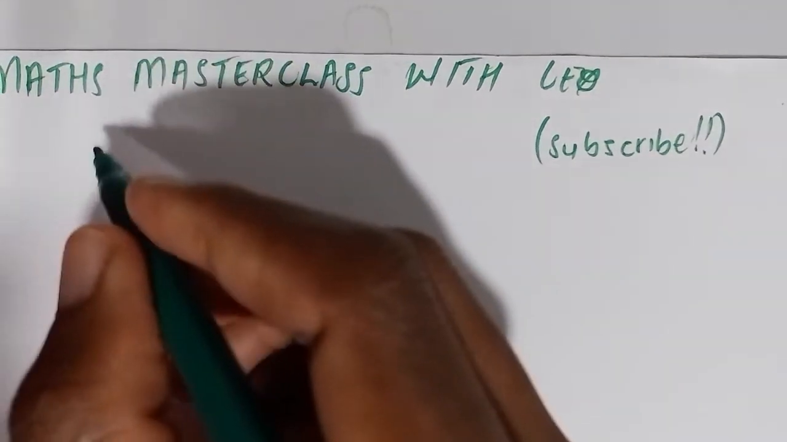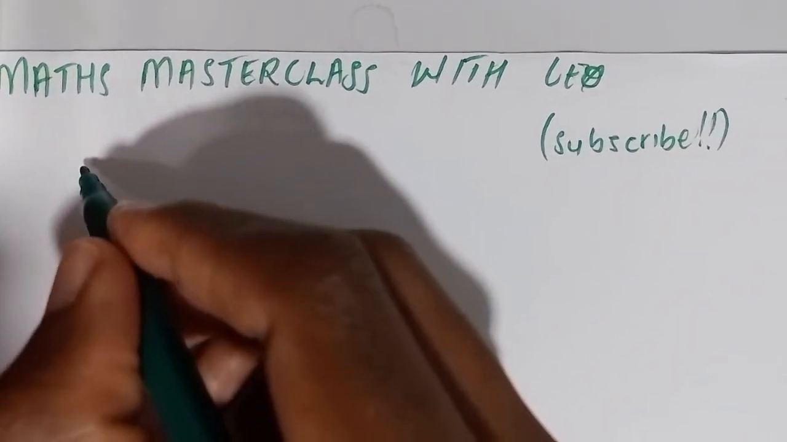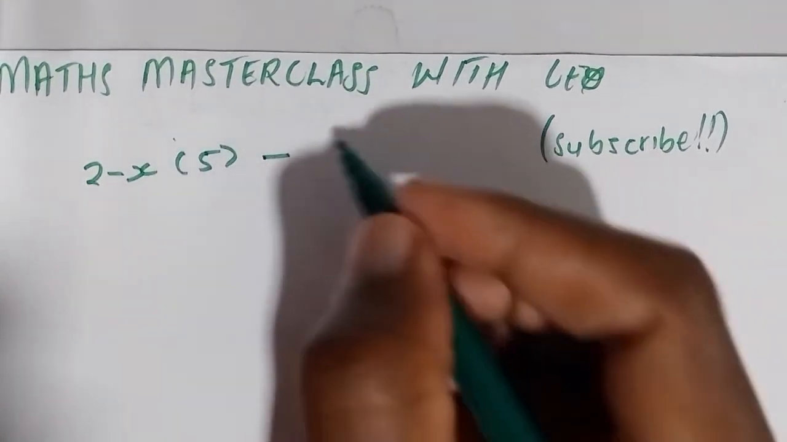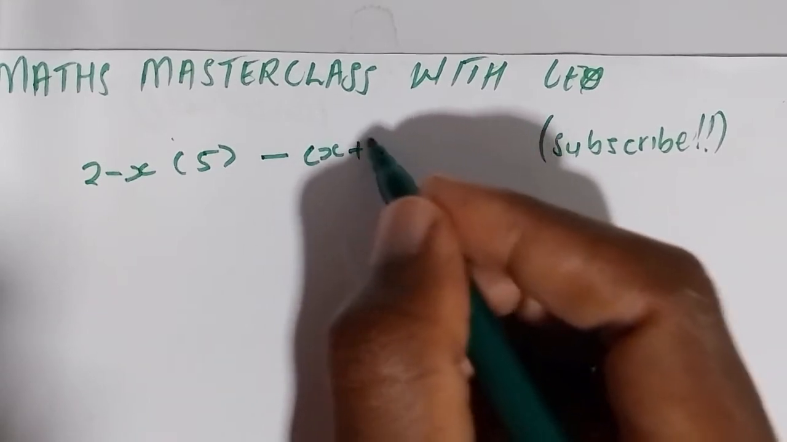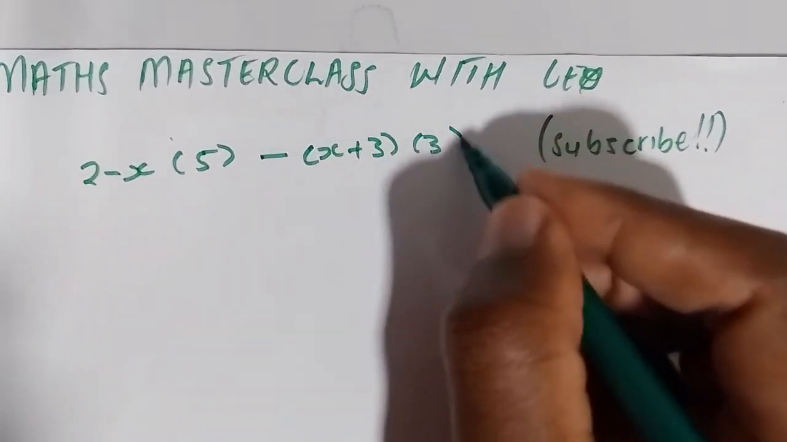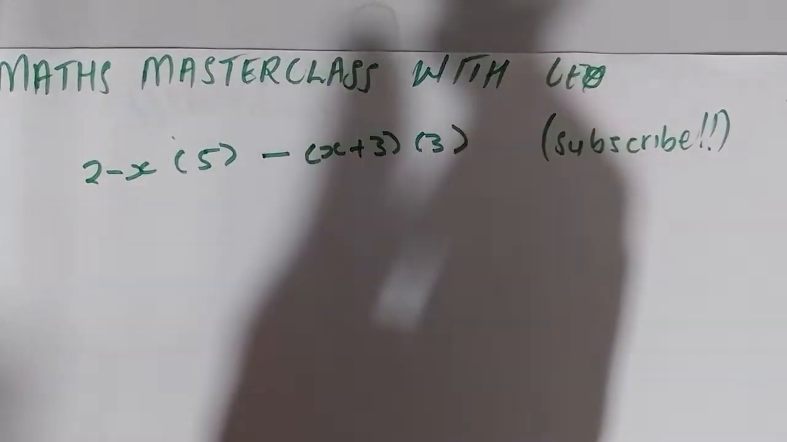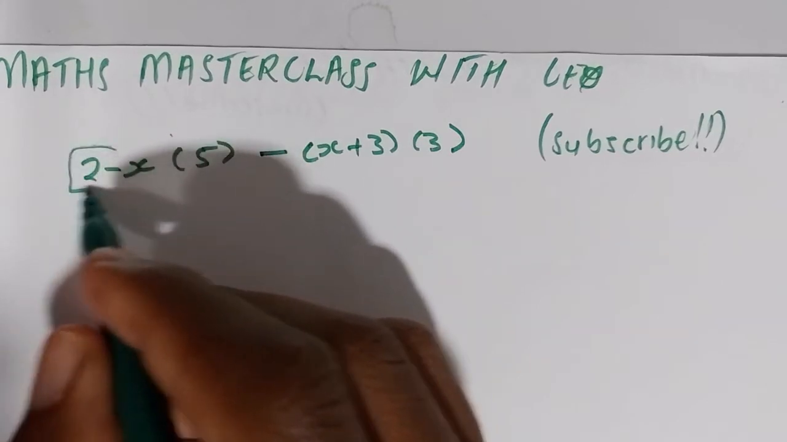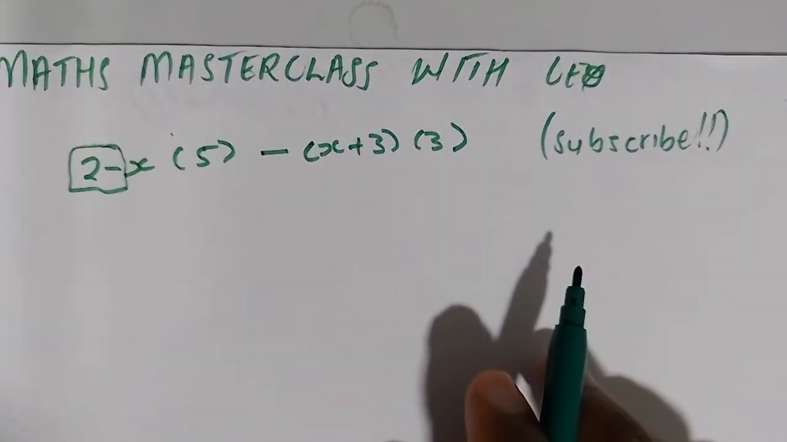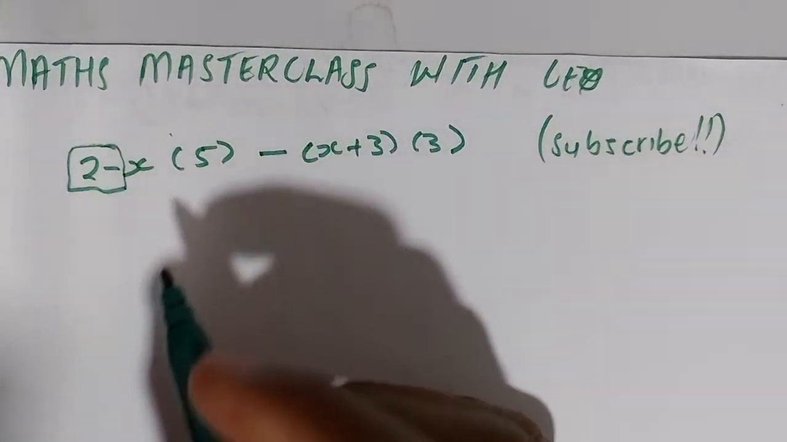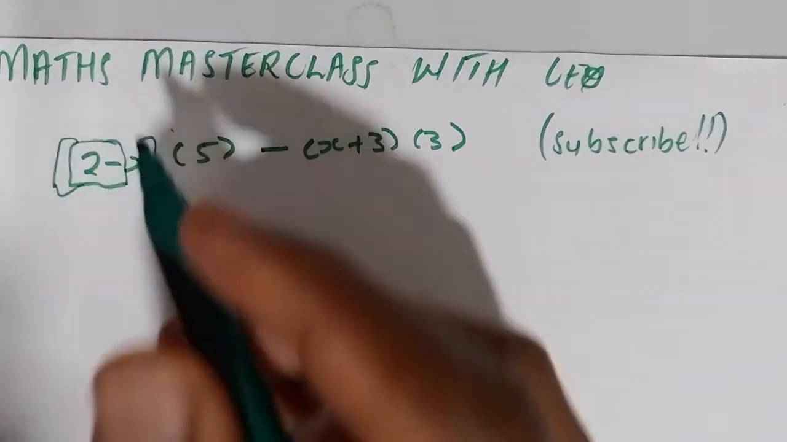Next page, let me just rewrite what I got. It's actually 2 minus x into 5 minus x plus 3 into 3, right? I have that. They say simplify. I'm not done with it. I'm just going to deal with the brackets. This one doesn't affect the bracket, right? The only thing that affects the bracket, okay, let me just do this.